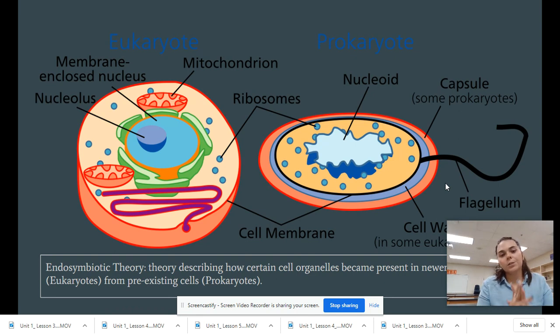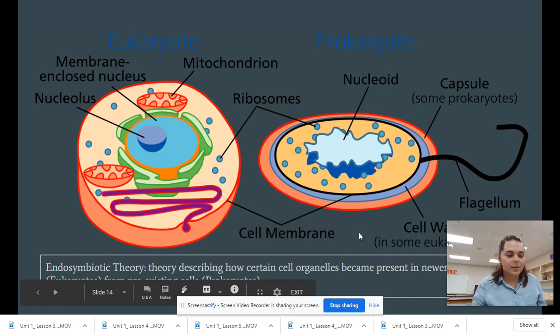So an easy way to remember if it has a nucleus or not: pro rhymes with no, so it does not have a nucleus. U rhymes with do, so it does have a nucleus. So I would say that the two main things that you really need to keep in mind is, does it have a nucleus, and does it have membrane-bound organelles? Okay, hopefully this helps you guys a little bit on prokaryotes and eukaryotes.